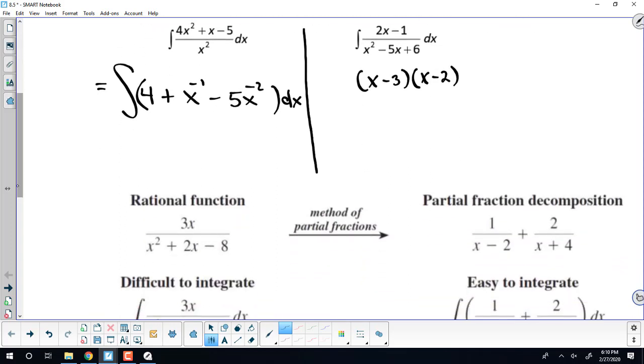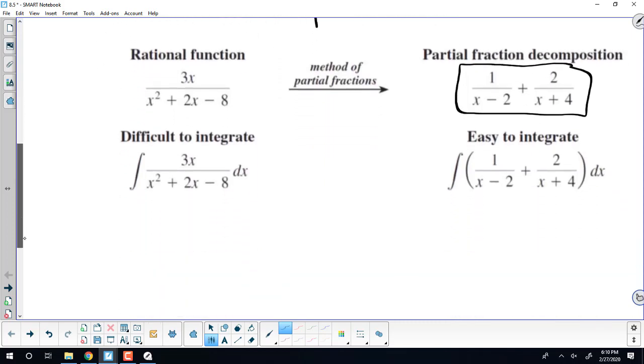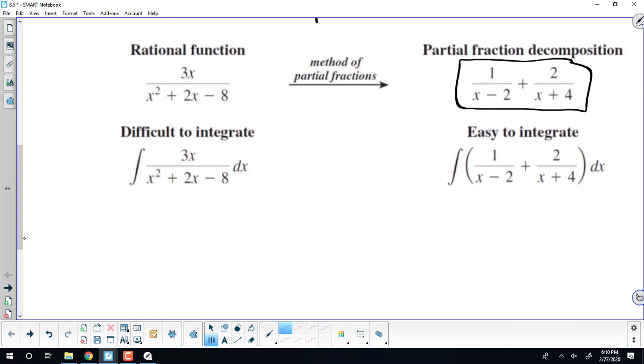If we have to integrate a rational function like 3x over (x squared plus 2x minus 8), that's sort of a difficult thing to integrate. But through the method of partial fractions, we're able to rewrite that function like this. And now that's something we can integrate pretty easily. Okay, so that's, in a nutshell, the method of partial fractions. You break your fraction up into smaller fractions, and those should be more manageable than what you started with.